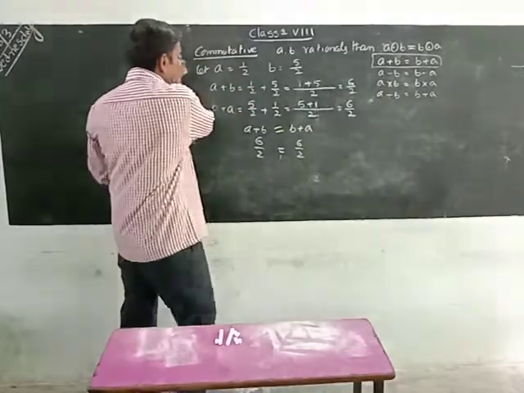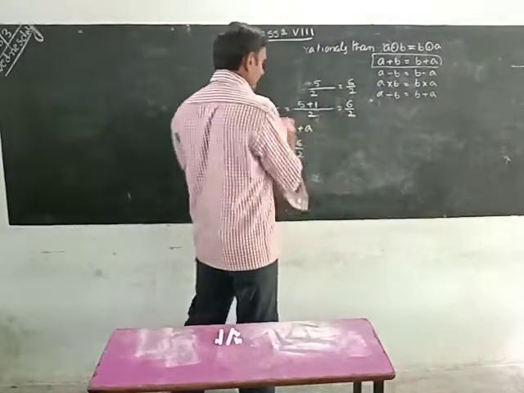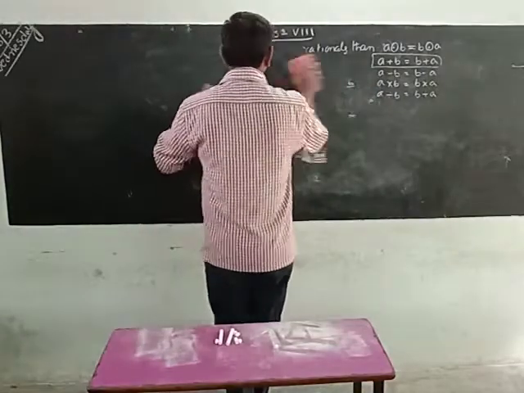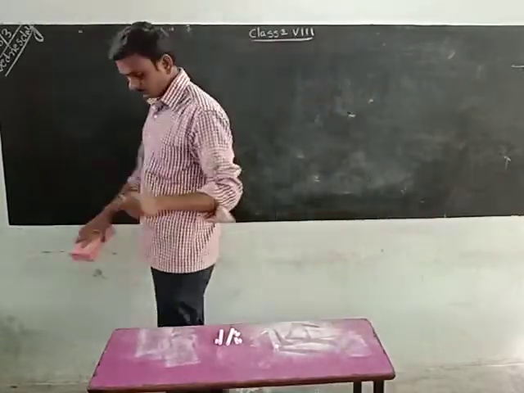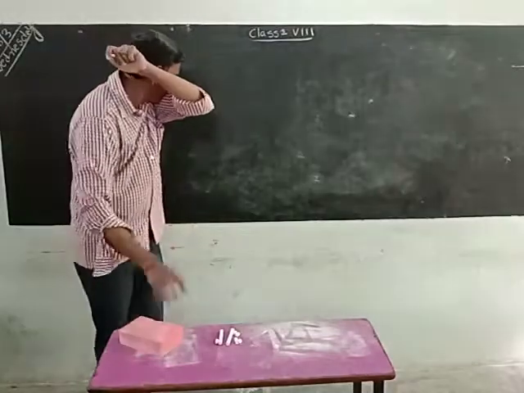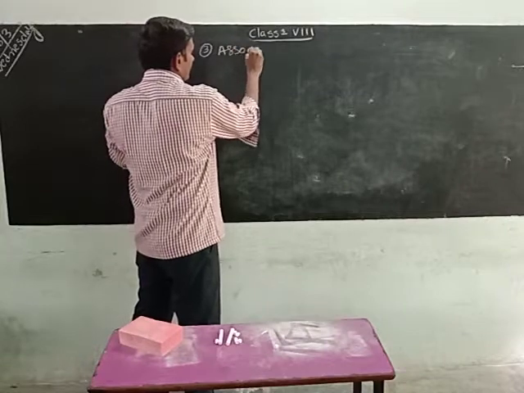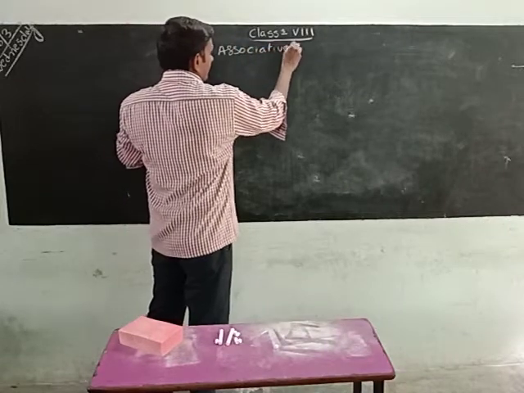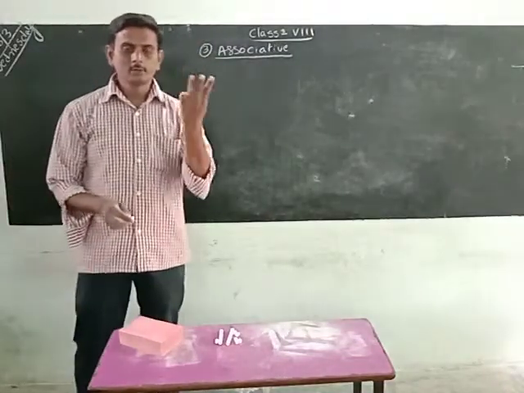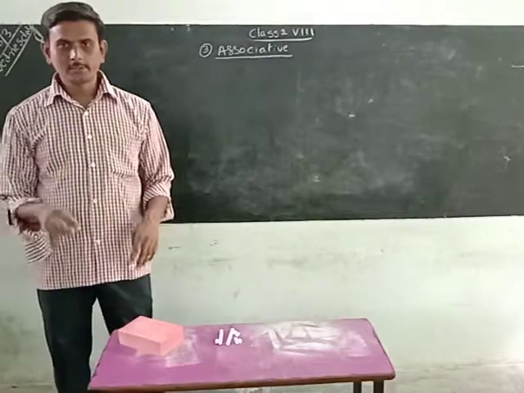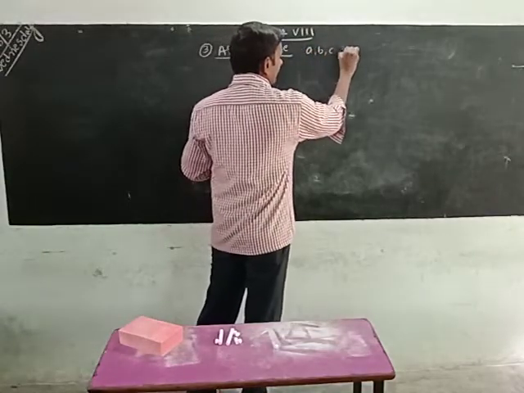We go for the next property, the third property, the associative property. For this also, we will follow the same technique. If you want to check the associative property, we have to take 3 rationals. How many rationals do we have to take? 3 rationals. What are the rationals? A, B, C are rational numbers.